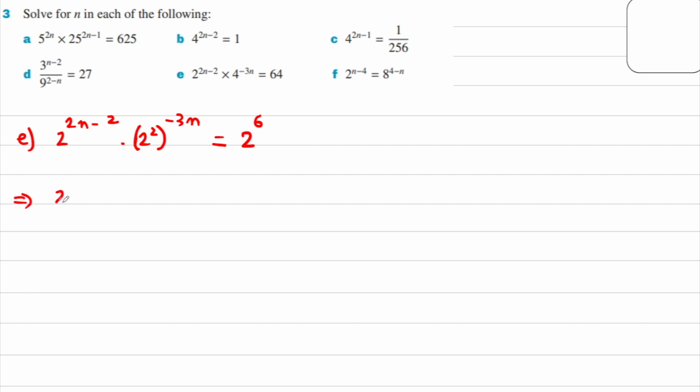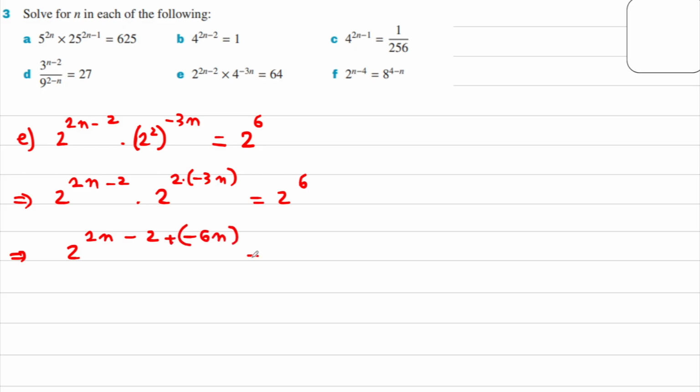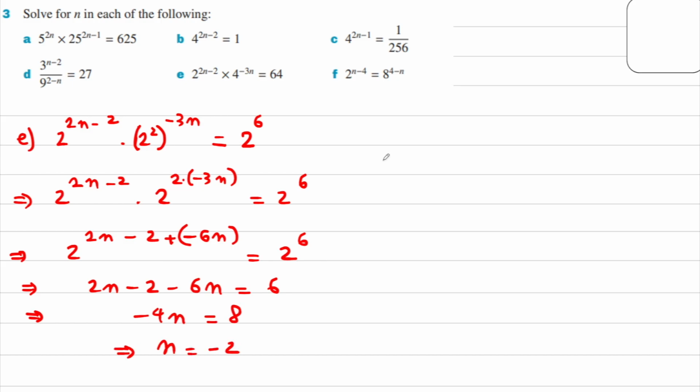The second step, I will simplify the left hand side. Here you get 2 multiplied with negative 3n, equal to 2 to the power of 6. This is multiplication between indices, so I will use addition: n minus 2 plus negative 6n, and 2 to the power of 6 here. After that you get the same base number, so I can equate only the power numbers. Here is minus 4n equal to 8, so n equals negative 2.